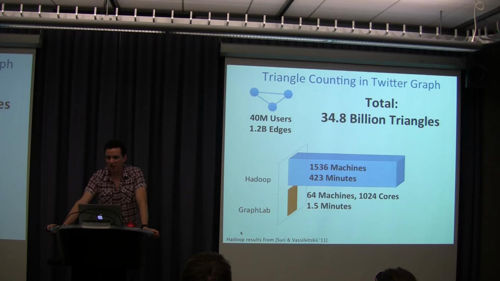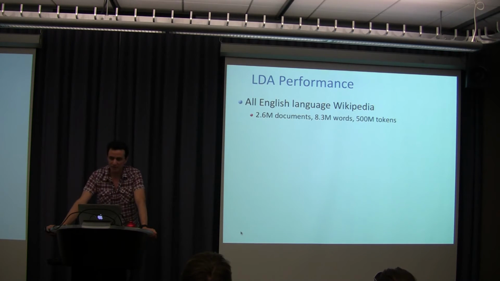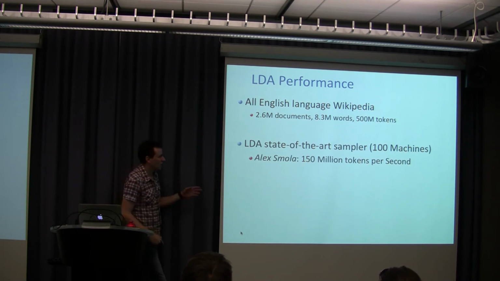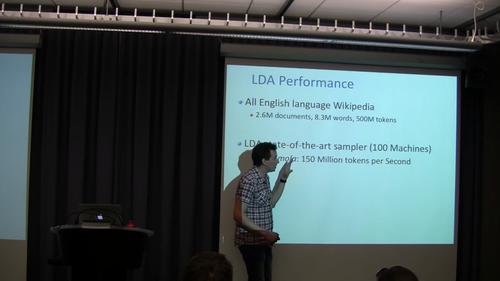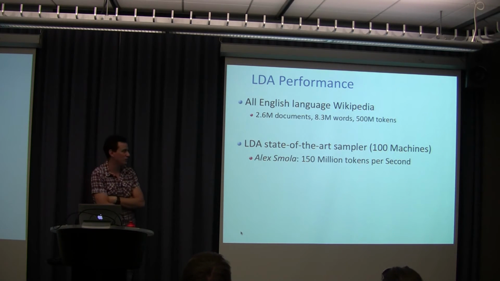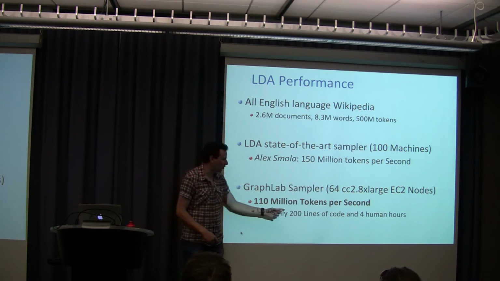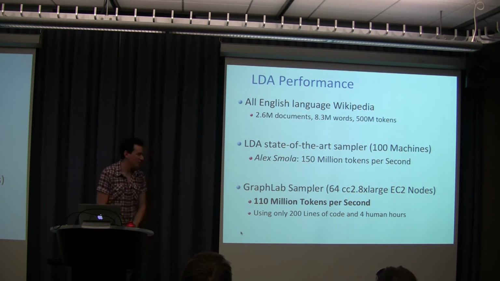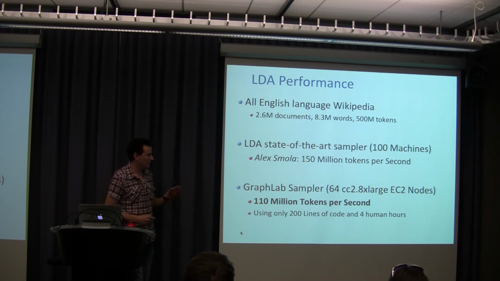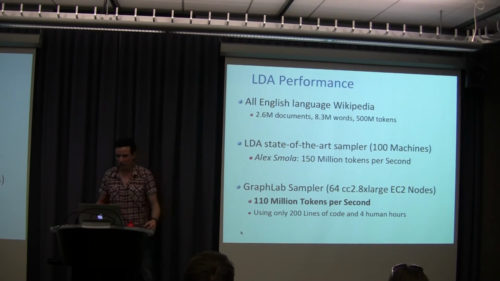Another example here is LDA. So if you take all of Wikipedia, which has about 500 million tokens, the best existing system for doing LDA at this scale of data was a system that Alex Smola built just for LDA, and he could process about 150 million tokens per second. And GraphLab is more general. If you write something in GraphLab and you spend 4 hours and write 200 lines of code, you can process about 110 million tokens per second. So the idea is, can you do this? Can you write your algorithm this way?